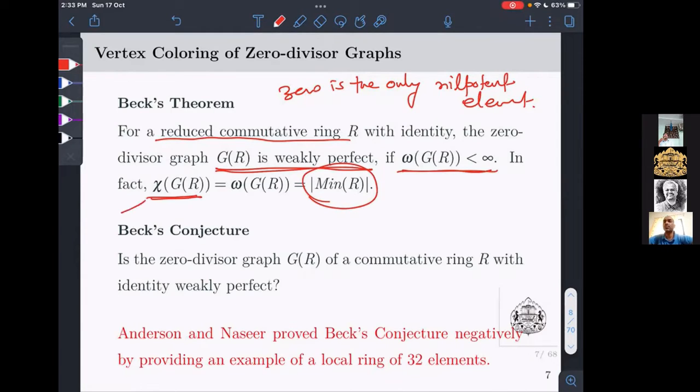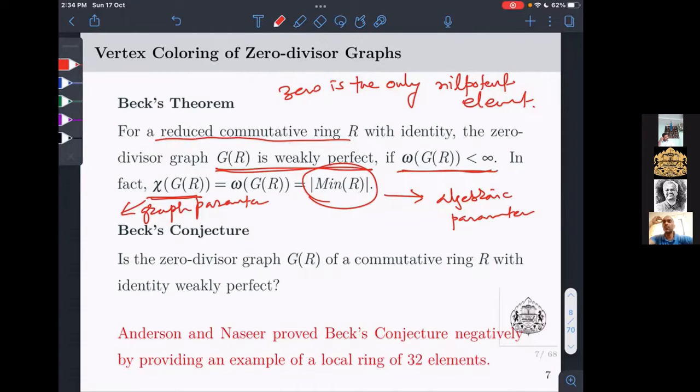On one side, you have a graph parameter, and on the other side, you have an algebraic parameter. So the number of colors required to color the graph is nothing but the number of minimal prime ideals. Of course, finding the number of minimal prime ideals of a ring R is not an easy job, so you cannot say that the job is reduced, but in some sense, these two things are related.